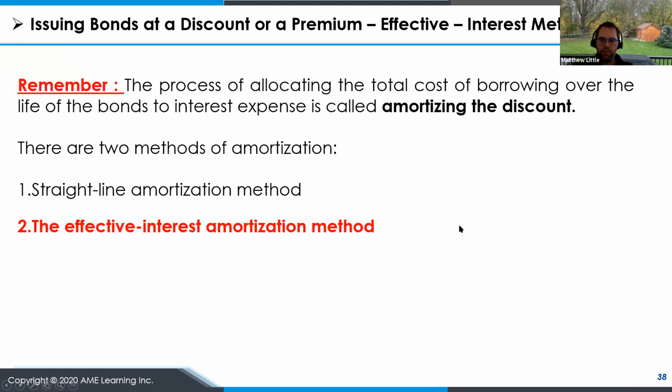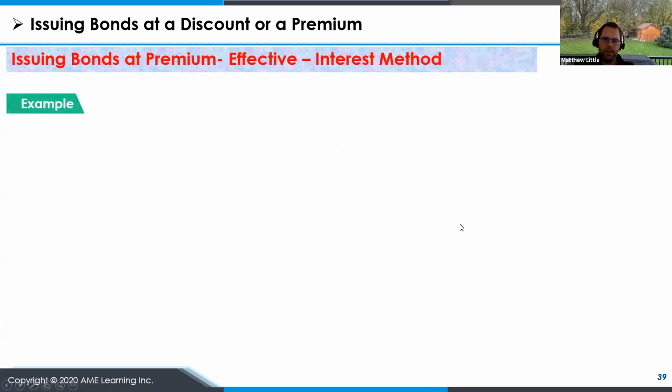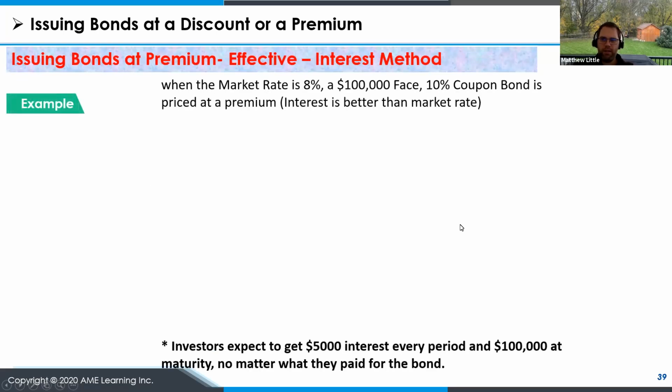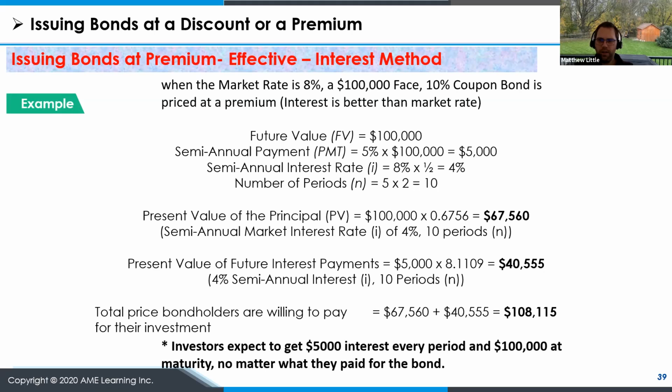All right, so now we're going to flip over to effective interest rate. So we're going to jump back into our value. Okay. So what if the market rate was 8%, $100,000 face value, 10% coupon bond, priced at a premium because the interest on our bond is better than the market. So same kind of process, same calculations. The only difference is how we amortize the premiums in these cases.